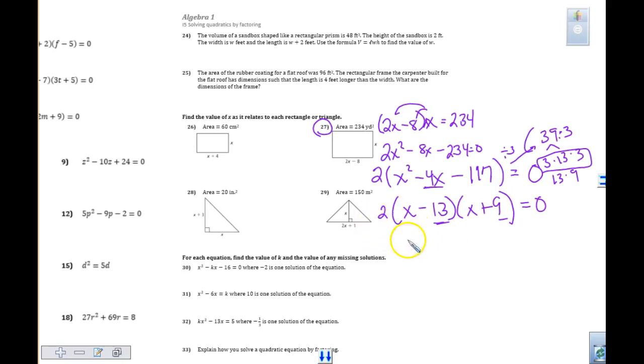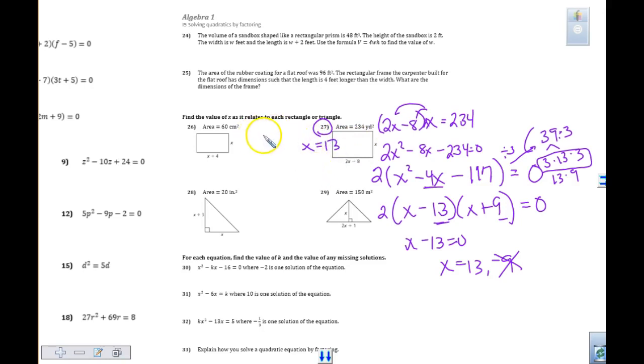I can't set 2 equal to 0, so x minus 13 equals 0 means x equals 13. And over here, x equals negative 9. Length can't be negative, so I'm looking at x equaling 13.